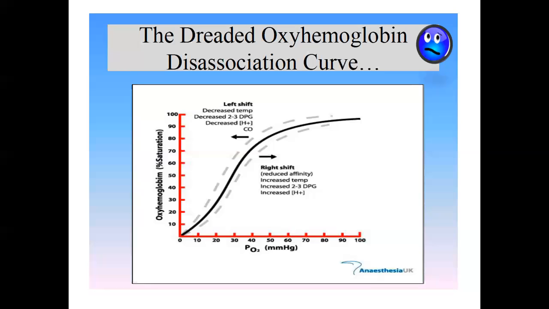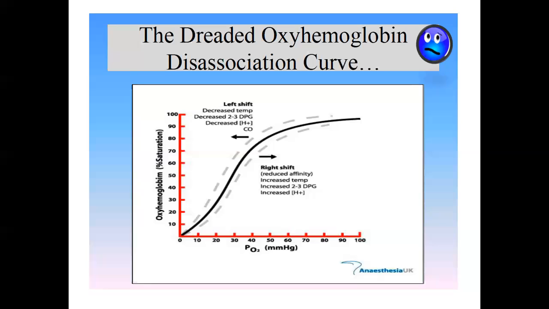If you encounter a test question where they're describing a patient in metabolic alkalosis, and they're asking whether the patient's hemoglobin has a greater or lesser affinity, it would be a greater affinity for an alkalotic patient, and that's a left shift on the diagram. So left, greater affinity, and the exact opposite on the right. A right shift means a reduced affinity.